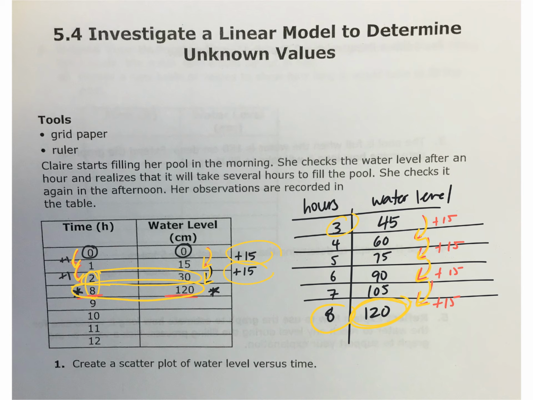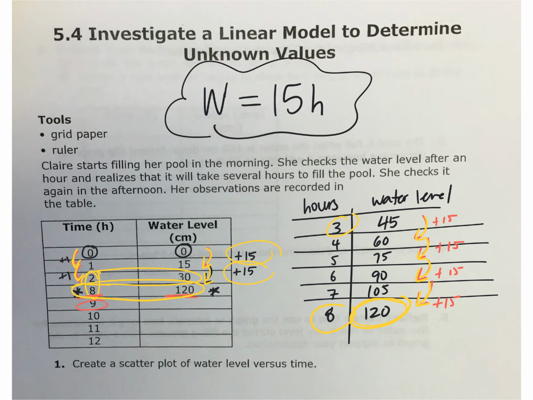So what would be an equation that you could use to calculate the water level? How would you calculate the water level? W equals, what is it changing by every hour? So 15 times the number of hours, right? That's what you're doing. And actually, you can use that equation for 9 hours. Well, you take 9 and you multiply by 15 to get the water level. Good. What is it for 9 hours? It's 135. Okay, so you can use the equation or you can just keep adding 15 every time.